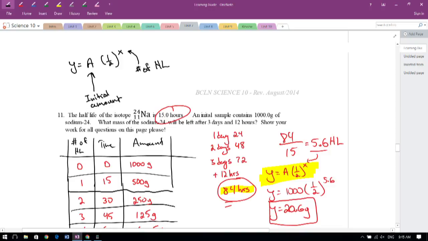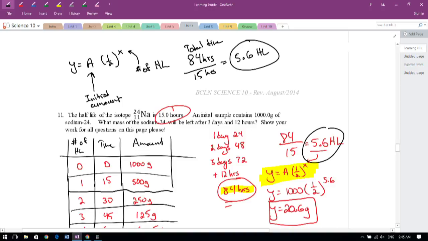So how many half-lives do we have? Well, we have 84 hours as our total time. And then we're going to divide it by 15 hours to give us 5.6 half-lives. So one half-life is 15 hours. If I take the total amount of time divided by the amount of time it takes for one half-life, I have 5.6 half-lives occurring in this particular example. So that's where this 5.6 is coming from here.